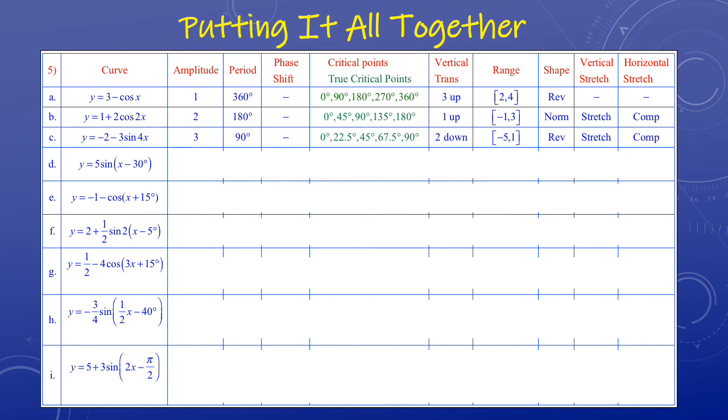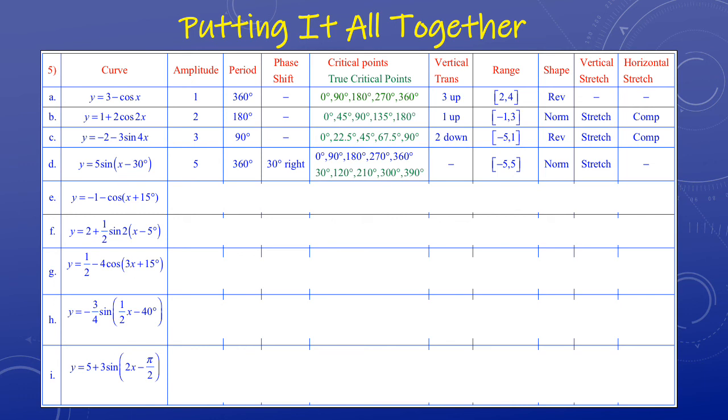less than 360 degrees. In D, we have y is equal to 5 sine of quantity x minus 30 degrees. The amplitude is 5, the period is 360 degrees, and it's been shifted 30 degrees to the right. So our critical points are 0, 90, 180, 270, 360, making the true critical points 30, 120, 210, 300, and 390 degrees. There is no vertical translation, and the range is from -5 to 5.